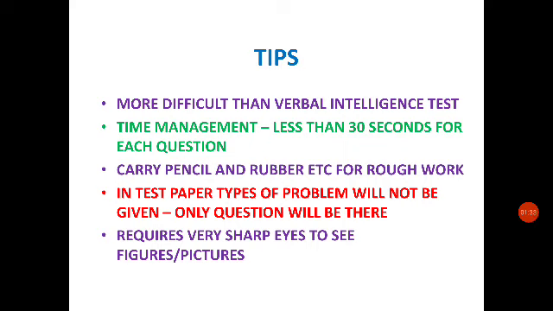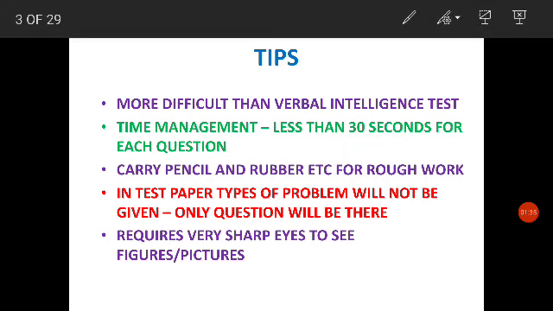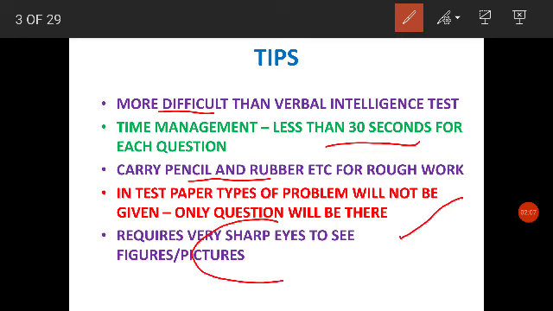Now there are certain practical tips. Firstly, understand that this part is more difficult than the verbal intelligence test. You get 30 seconds or so for every question. Carry a pencil and rubber. Then, in the test paper, the types of problem will not be given, like I told you, 15-16 types. Only the question will be given and then you have to find out the answer. And the last one is most important: you need very sharp eyes to notice the difference in figures.